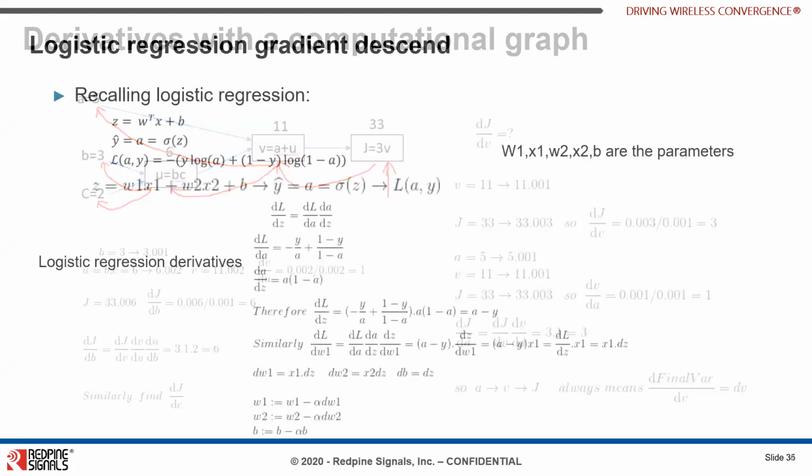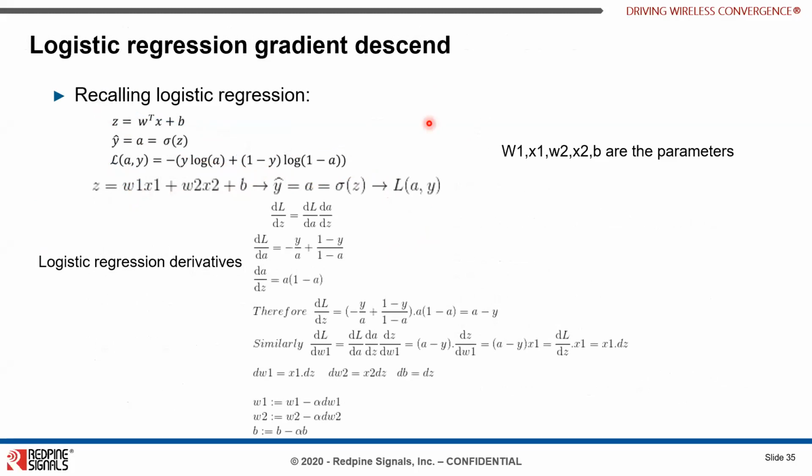Sir, here we have calculated dl by dz. That means we are differentiating the loss equation with respect to z. z already includes the w parameters and x parameters, so why should I differentiate again with respect to w1, w2 and so on? Actually, the parameters here are w1, w2, x1, x2, and b. These parameters constitute z.